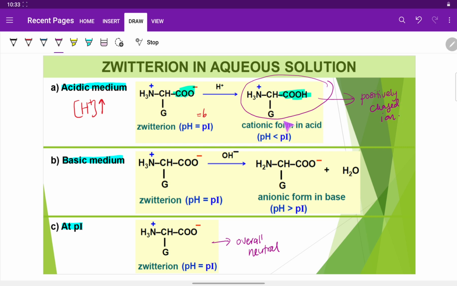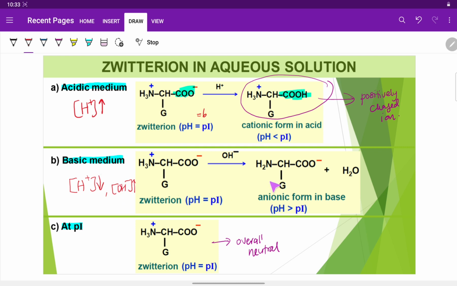Okay, so kalau dalam acidic medium. Okay, kemudian kalau kita bincang pula tentang basic medium. So in basic medium, the concentration of H plus is low. So concentration of H plus adalah low dan kita ada OH minus dekat sini. Okay, dalam basic medium ada OH minus. Okay, so apa yang akan berlaku?